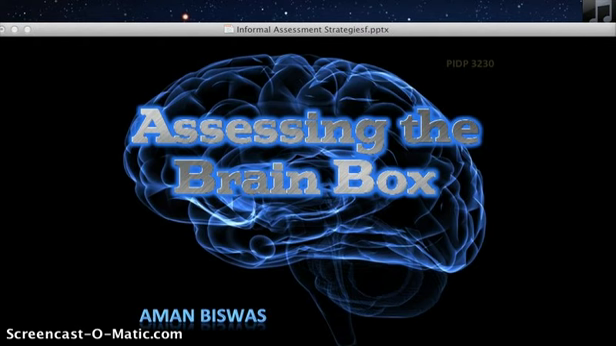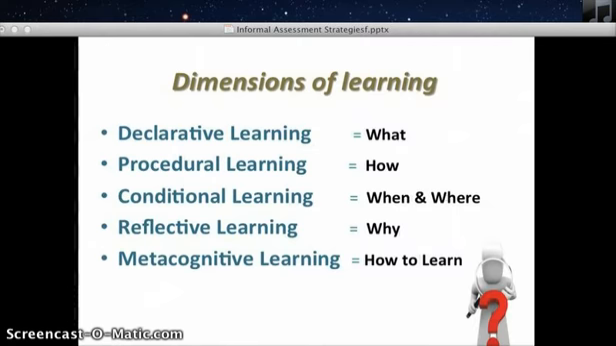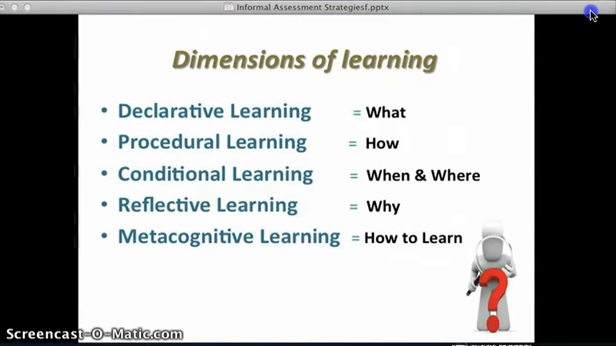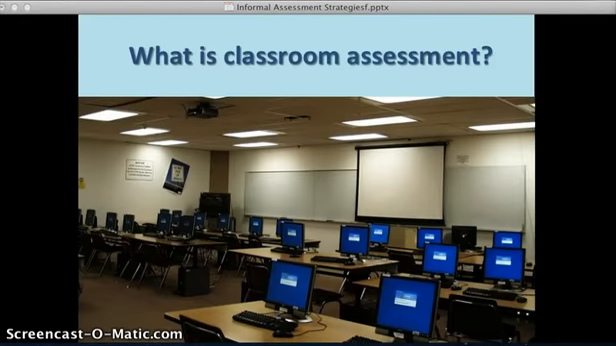Even before we enter our classrooms, so many dimensions are running in our mind: declarative, procedural, conditional, reflective, metacognitive, and so on, from the learner's point of view as well as from our own point of view. The best preparation is to stand on the top raised edge, and that edge is classroom assessment. It is the systematic collection of evidence of learning, and then using that evidence to change and improve our teaching.